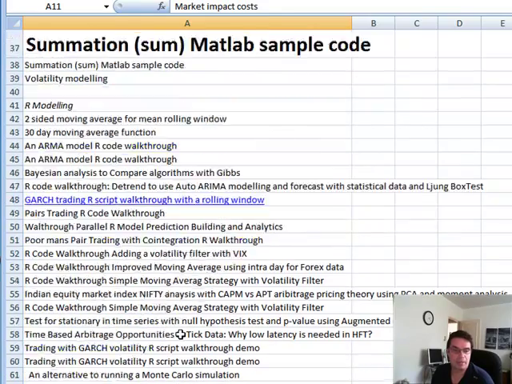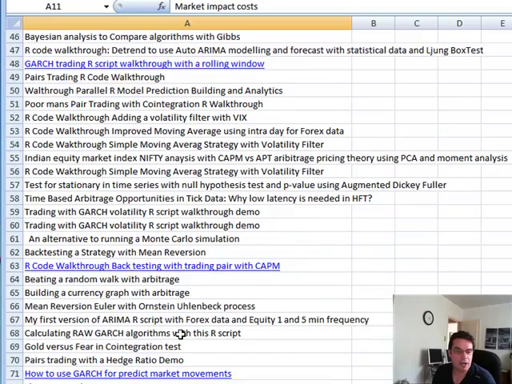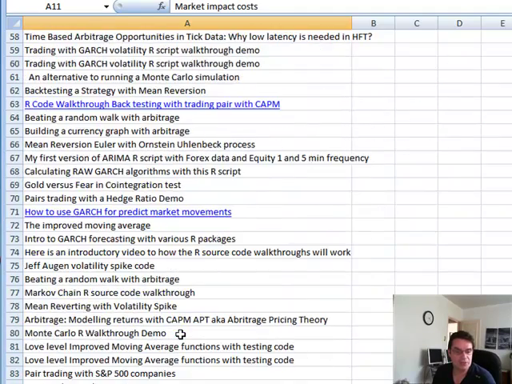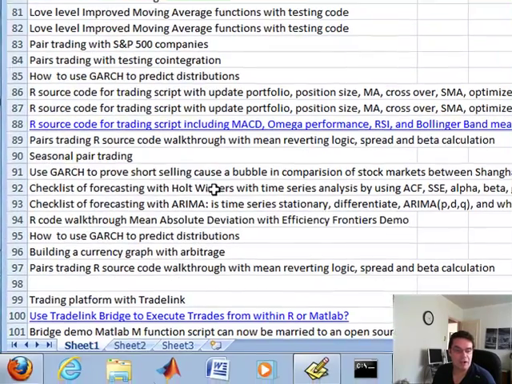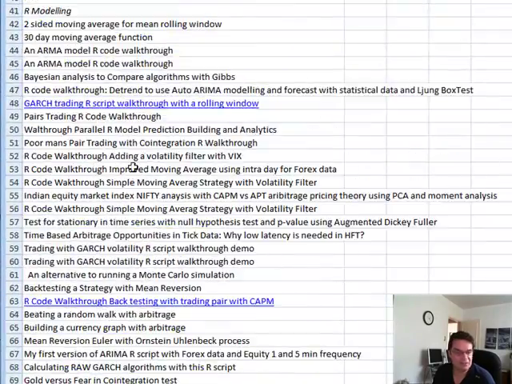Anyway, back to the R modeling. The same idea as the HFT. I've got here various different conditions. Now, if I went through this, there's about 55 of these topics in R, so it's pretty vast.